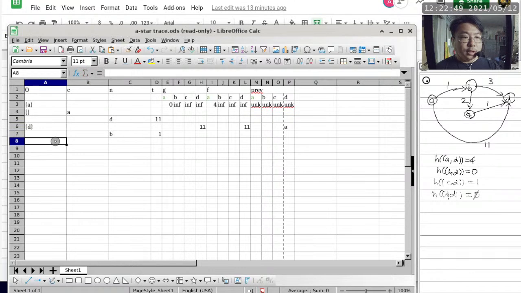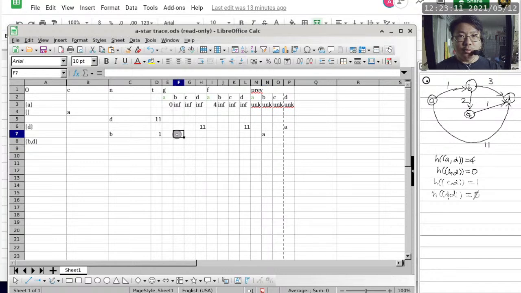First thing we do is we add B to the set O. So now O has B, D as the two elements in it. Next, we update the prev, which is the previous. So in order to get to vertex B, we come from vertex A. And then we update G.